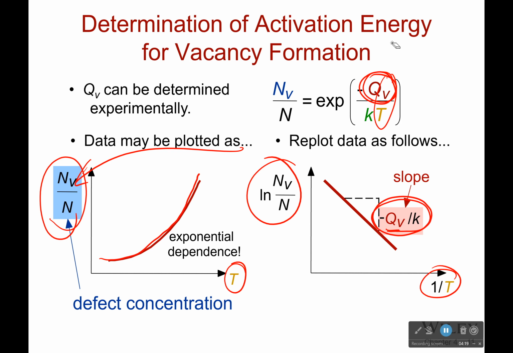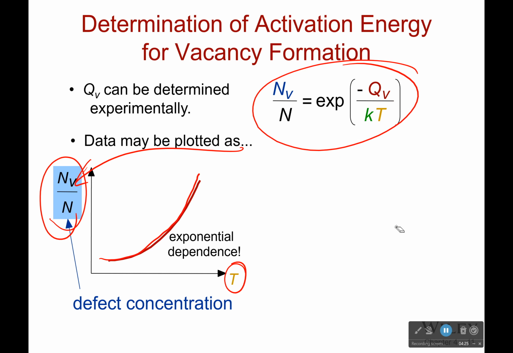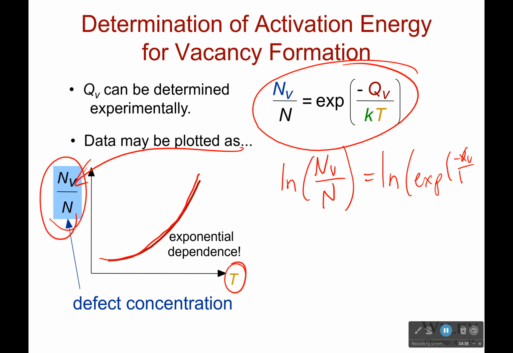Now, just to show you that, let's look at it beforehand. Okay, this is what my equation was. I'm going to step back a little bit. Here we go. I'm going to take the natural log of both sides. So I get ln(Nv/N) is equal to ln of exponential of negative Qv over kT. And maybe you don't know this, maybe you do, but the natural log of an exponential of, let's just say x, is equal to x. Just get rid of it.